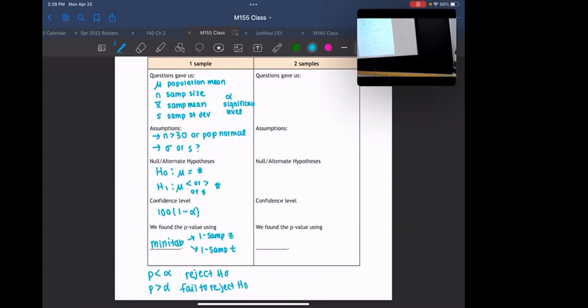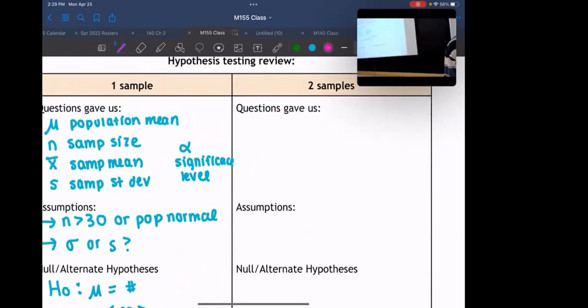If you want to think about hypothesis testing in a nutshell, this is basically everything about it: what we're given, what we assume, the null and alternate hypotheses, and how we found the p-value and got a conclusion. Long process, right? All right, let's talk about what happens when we have not one, but two samples.